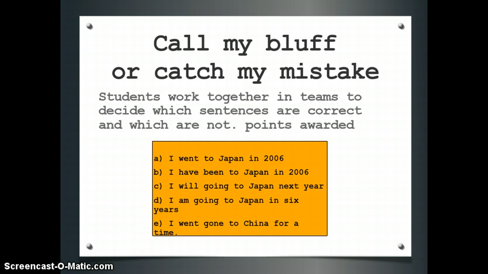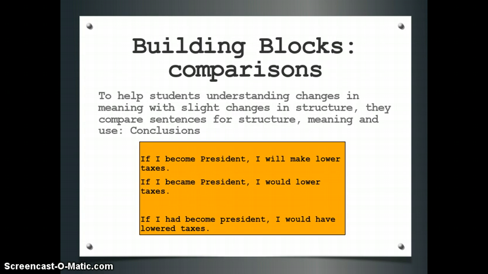A sort of extension to this, or something a bit different for students with a higher level: call my bluff, catch my mistake. Students work together in teams, they look at sentences on the board without anything done to them, deciding which ones are correct and which ones are not. And then this gives them that idea that, oh, I knew that was correct, and maybe even at a higher level, you can have them try and explain what it is.